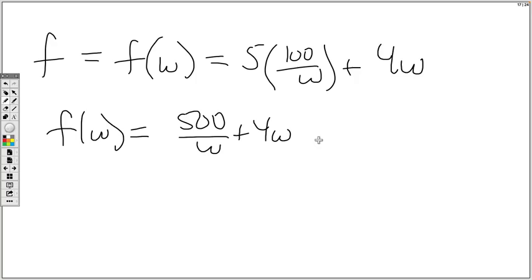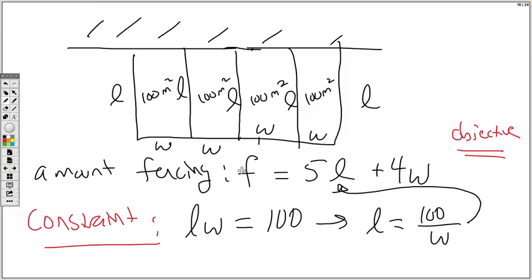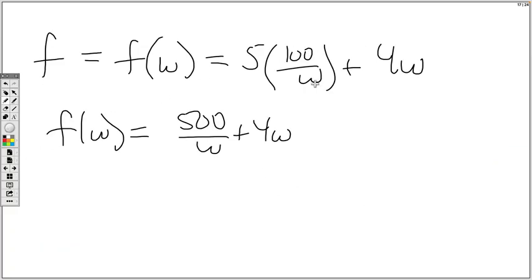Now, if you start freaking out about units, don't, because that 100 has a unit attached to it. That's 100 what? Meters squared. So that meters squared divided by the meters is still going to give you meters. You follow? We're adding more meters to get meters.